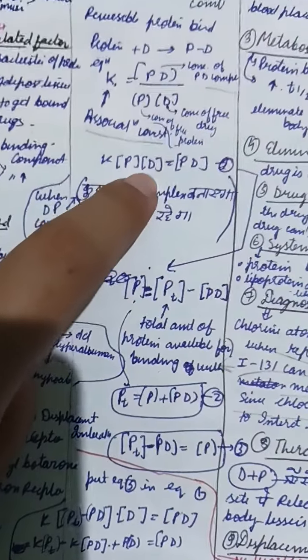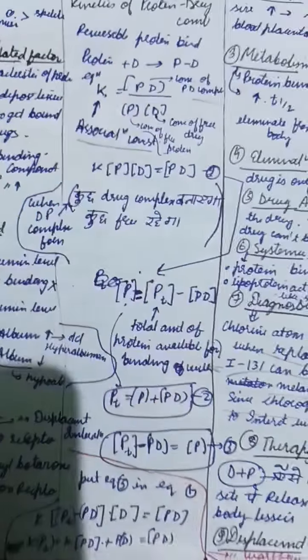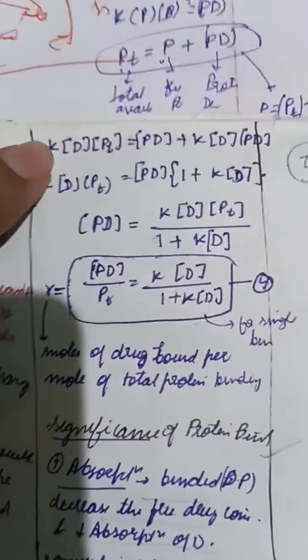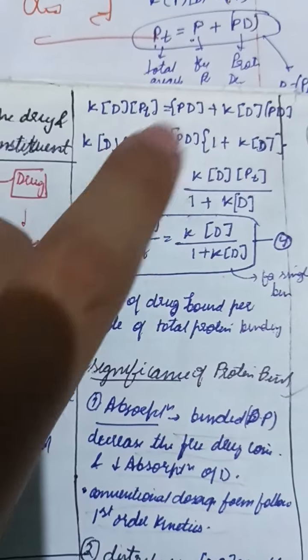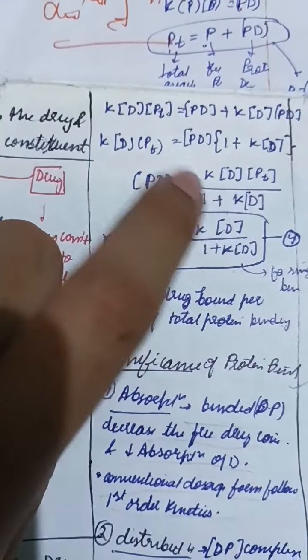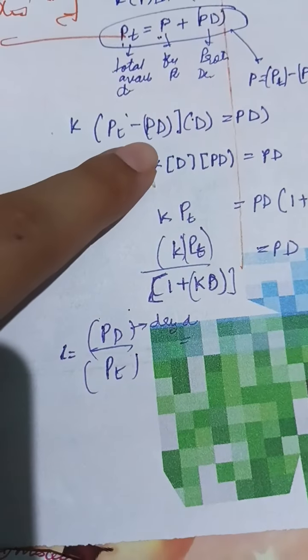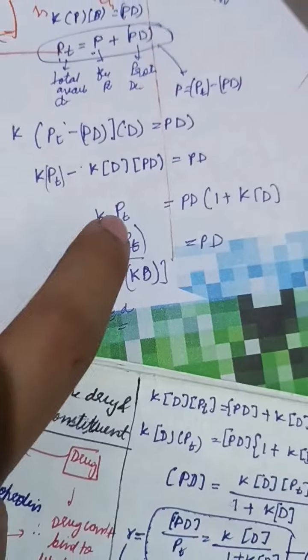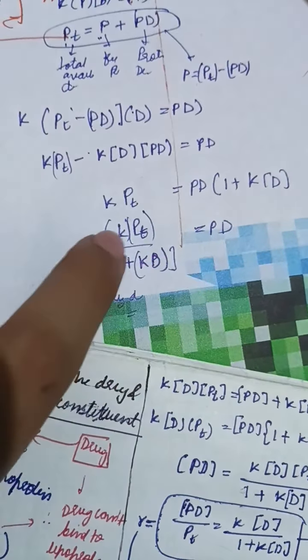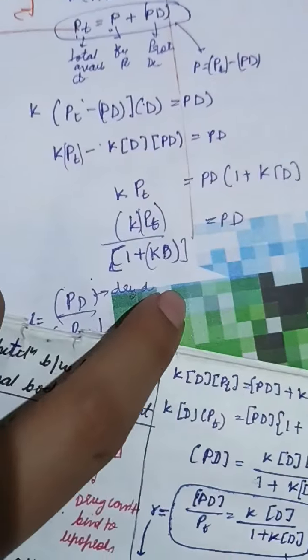Now we'll put the value of P in equation 1. If we put the value of P from this equation, we will get K D PT is equal to PD plus K in this term. Now we'll put all the K terms on one side and the PD terms on the other side. We'll put the PD term on one side, so K PT equals PD times 1 plus KD. So now PD will be equal to K PT upon 1 plus KD.